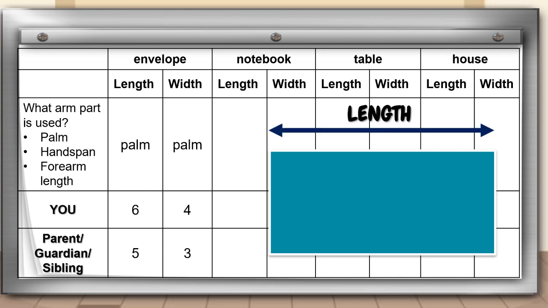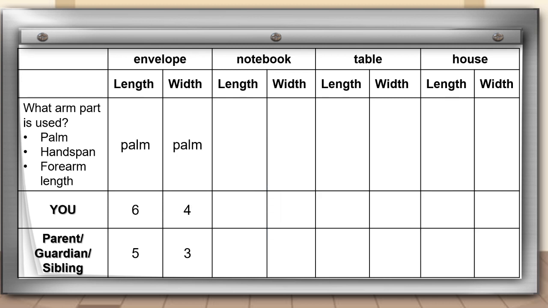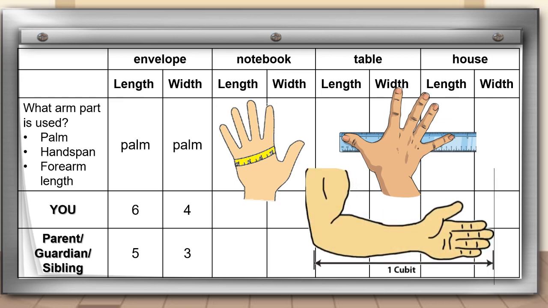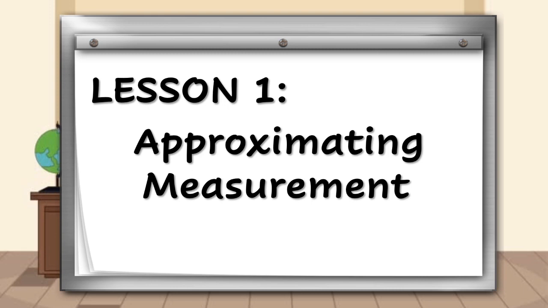Length is describing how long something is, while width is describing how wide an object is. Note that palm is the width of one's hand excluding the thumb. Handspan is the distance from the tip of the thumb to the tip of the little finger of one's hand with fingers spread apart. Forearm length is the length of one's forearm, the distance from the elbow to the tip of the middle finger.